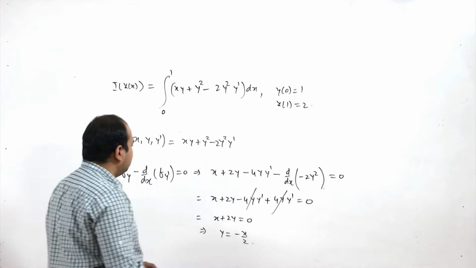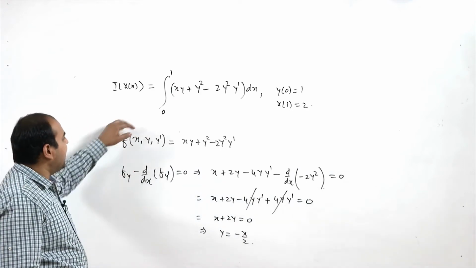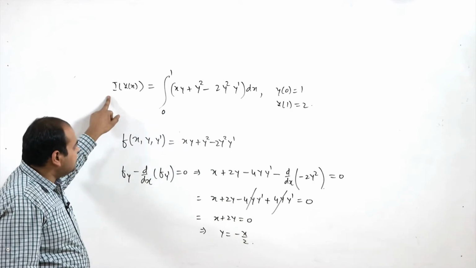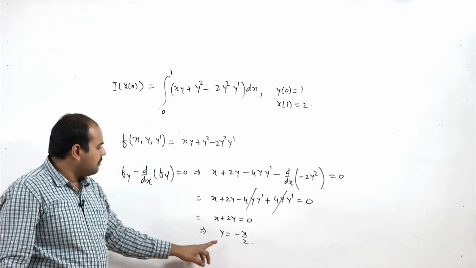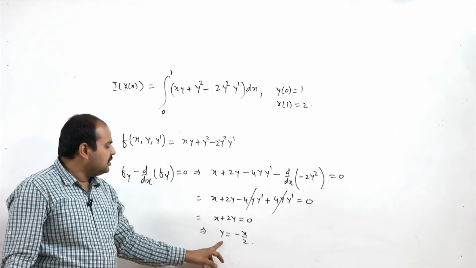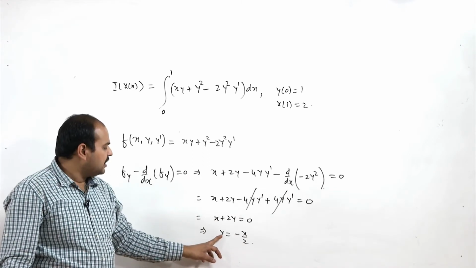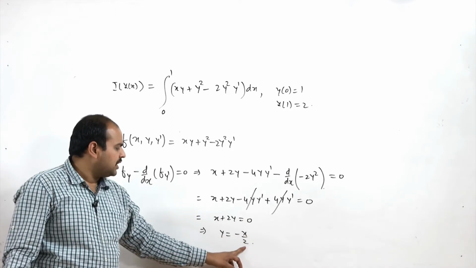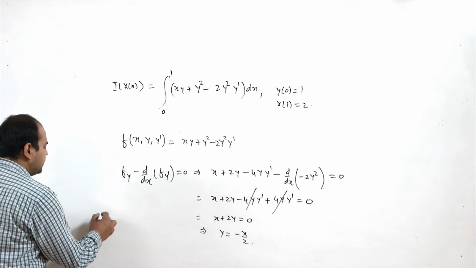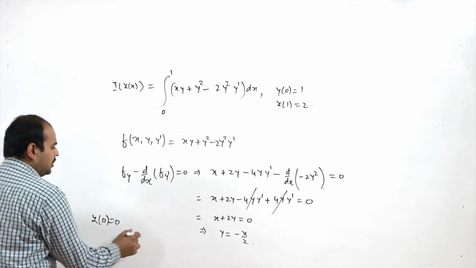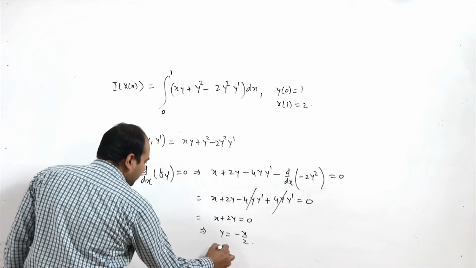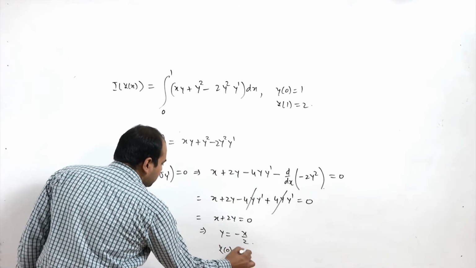So if we have an extremal of this functional, then that extremal function y of x must satisfy this Euler's equation, or we can say that your extremal function must be of this form, y of x equal to minus x by 2. Now if you look at the boundary condition, y of 0 equal to 1, and here the value of y of 0 is coming out to be 0.